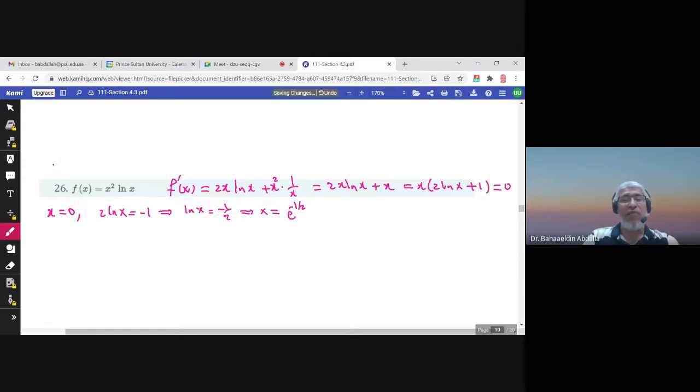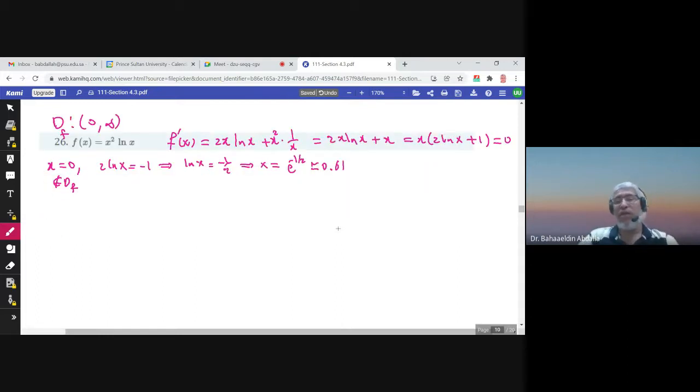Well, again, we have to pay attention here to the domain of f. We have ln x. So the domain of x is from 0 to infinity. So this 0 does not belong to the domain of f. Now, what is e to the power negative half? It's a positive number because e to the power x cannot be negative. It is approximately 0.61. So it's a positive number and it belongs to the domain. So that's the only critical number.